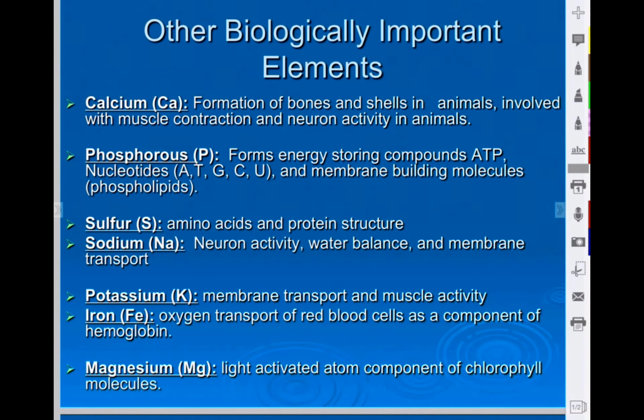You have sulfur and amino acids, sodium to make your muscles contract and your nerves fire, potassium, well, without that, your nerves won't fire at all. Iron, interesting little compound in your red blood cells that carries oxygen throughout your body. And without magnesium, plants wouldn't be able to do photosynthesis. It's such an important part of chlorophyll, that green stuff you find in leaves.